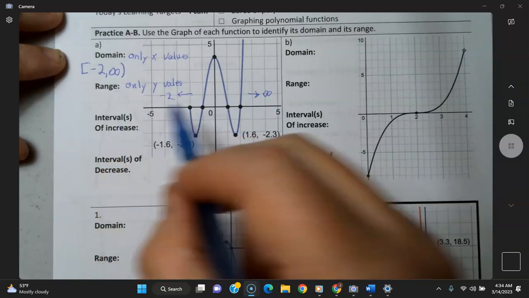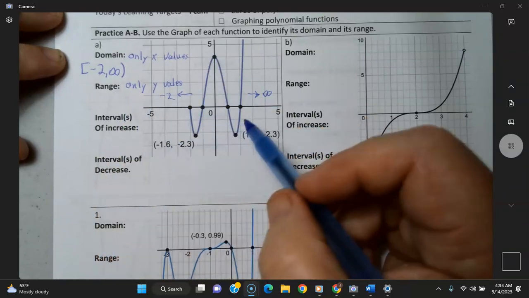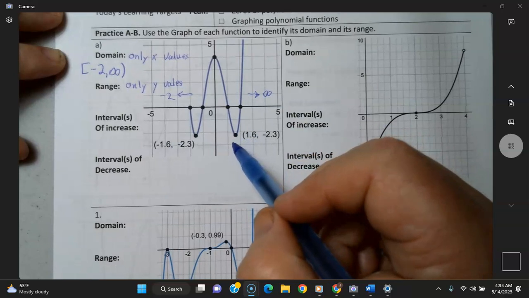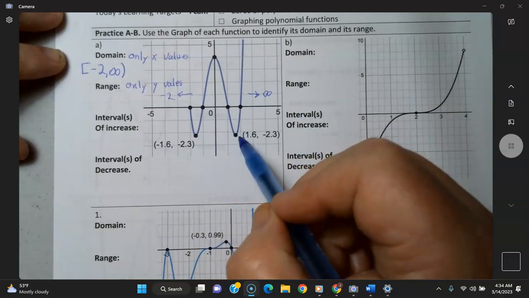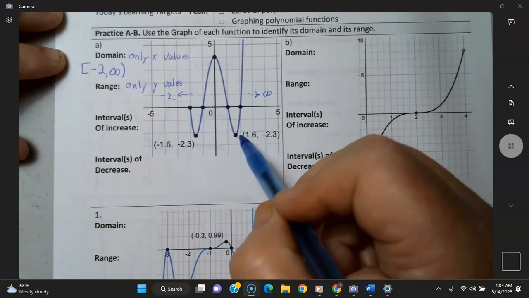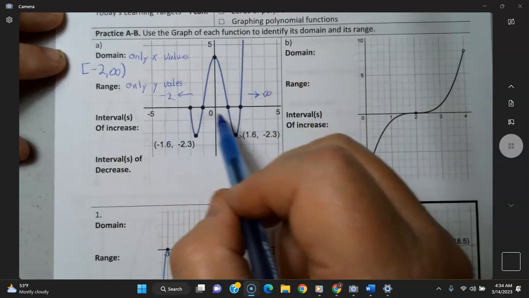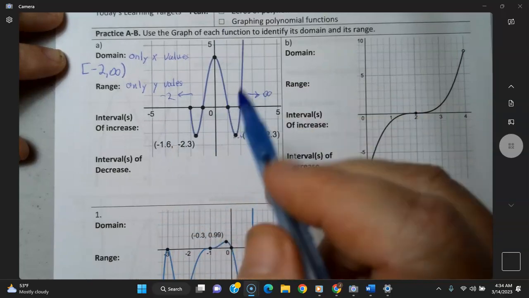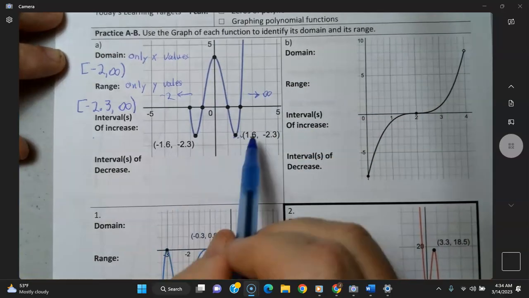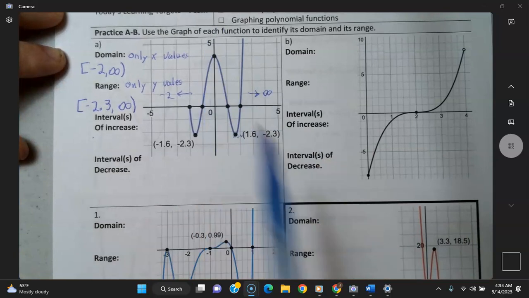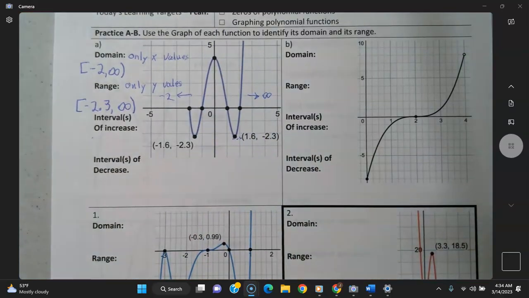All right, range is only up and down. It's only y values. So it goes as low as -2.3 right there, and you start with the lowest point, and you go up to the highest point. It goes as high as infinity. Okay, -2.3 on the bottom side and infinity on the top side for y.